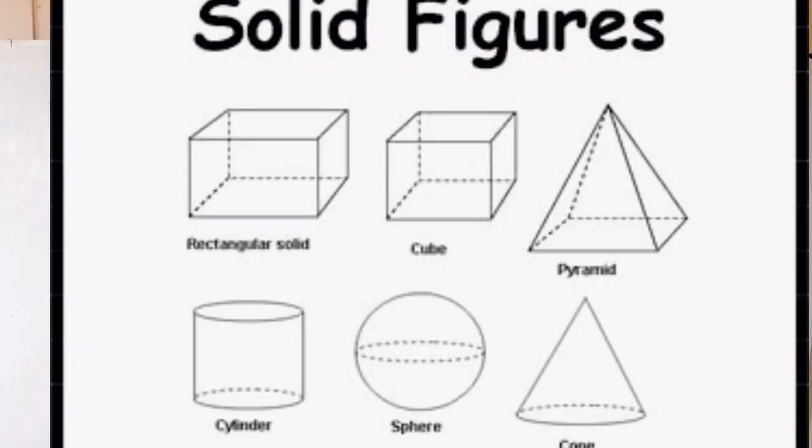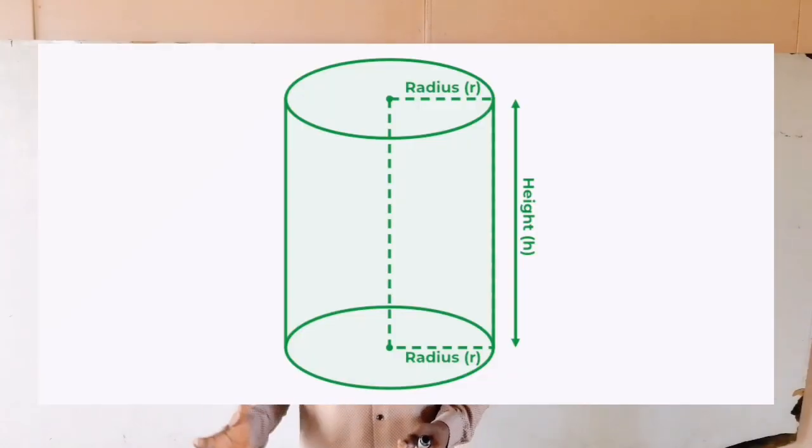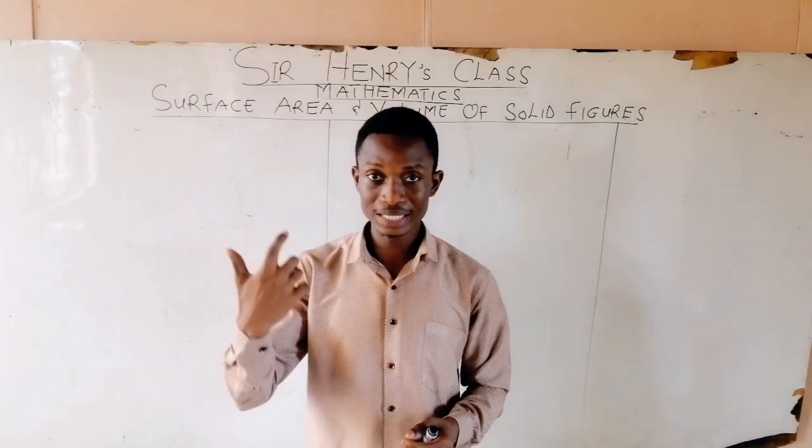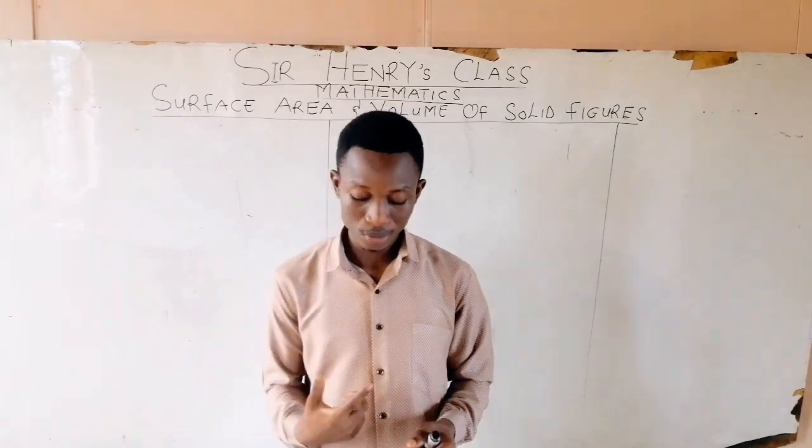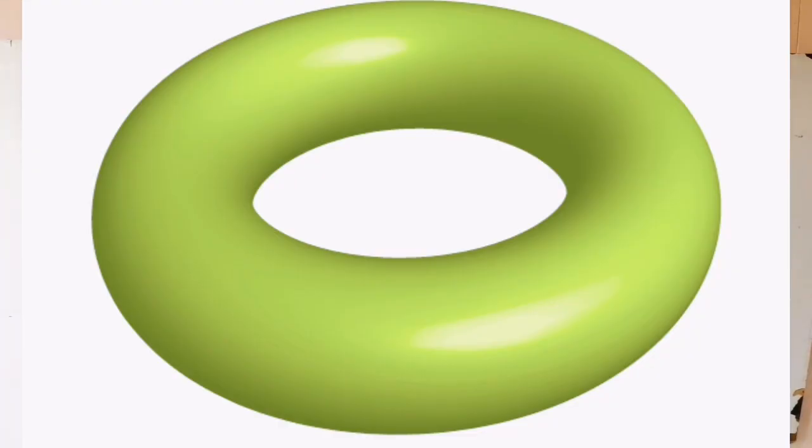Now what are examples of solid figures? A cylinder is an example of a solid figure. Then we have the cuboid. We have what we call the prism, could be a triangular prism. Then we have the pyramid. We have the cone, which is a 3D shape. Then we have the cylinder. And we have what we call a sphere.